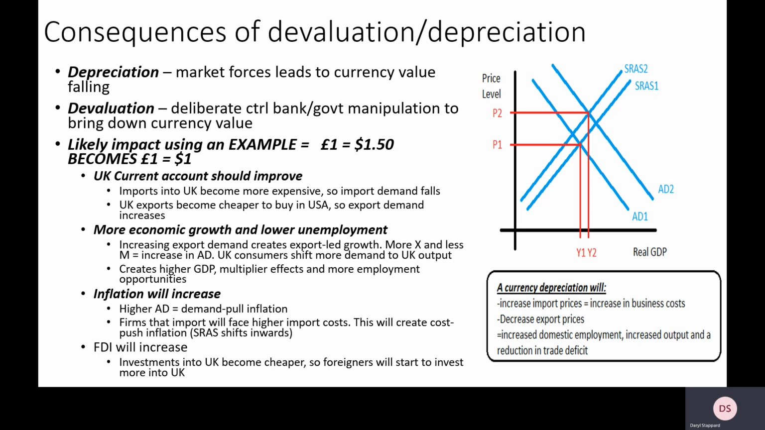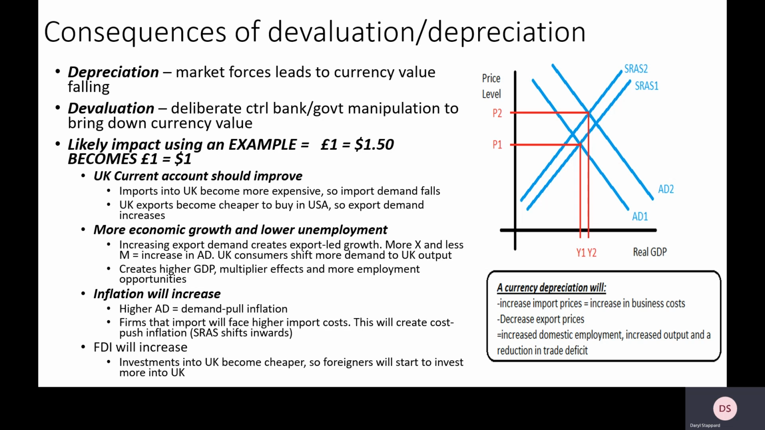Well, that could potentially be a problem for the UK economy. But also, with imports becoming more expensive, this will increase business costs. Our firms have to import lots of raw materials, semi-finished goods and services, and commodities into the economy. As these things become more expensive, that would lead to SRAS moving inwards. So we can see from the diagram, everyone, that AD will move outwards because of less importing and more exporting, but SRAS will move inwards due to higher business costs. So when the currency gets weaker, we'll experience both demand-pull and cost-push inflation.